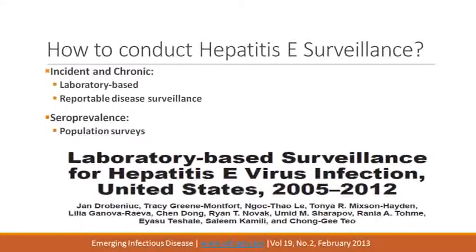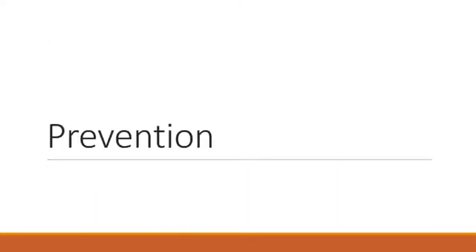How do we do hepatitis E surveillance? Hepatitis E surveillance is not very easy to do because in many places it's not reportable, and therefore laboratory-based surveillance is recommended. That's what we do in the United States. Or if, for example, in Germany and other European countries, hepatitis E is reportable, then it's easier to do reportable disease surveillance. Seroprevalence, of course, is determined by conducting population surveys.